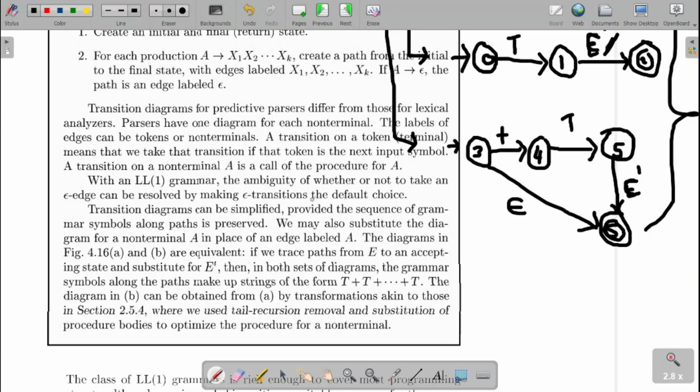Transition diagrams can be further simplified as we have done now, provided the sequence of grammar symbols along the path is preserved. We need to preserve the overall meaning; we are not supposed to alter it. Preserving the overall meaning, we can simplify the transitions. In place of these two transitions, we have constructed the simplified transitions.